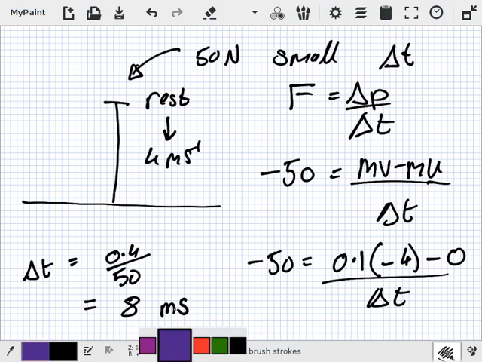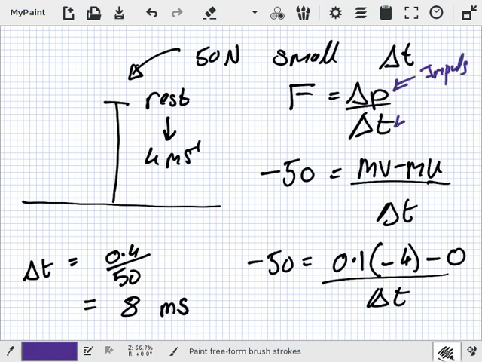I realized I didn't give you the name of this. This is called the impulse. And this one is obviously called the time. But actually a lot of people call it the contact time, because it's the time that you're in contact with it to give it the force. So it's the contact time.